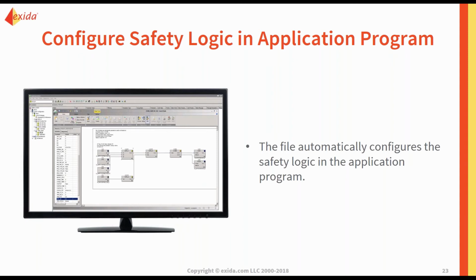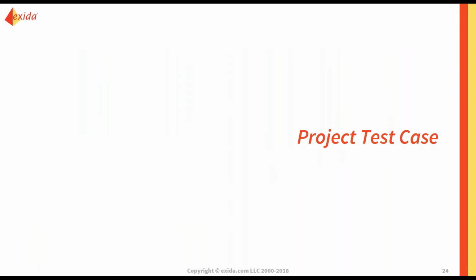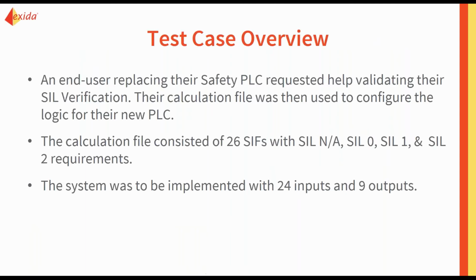But let's talk about an actual project that we did this with. We had an end user that was replacing their safety PLC, and they requested help validating their SIL verification. Their calculation file was then used to configure logic for their new PLC. This was a perfect test case to try the DeltaV SIS configurator out. The calculation file consisted of 26 SIFs with SIL requirements from 0 to 2. The system was also to be implemented with 24 inputs and 9 outputs.